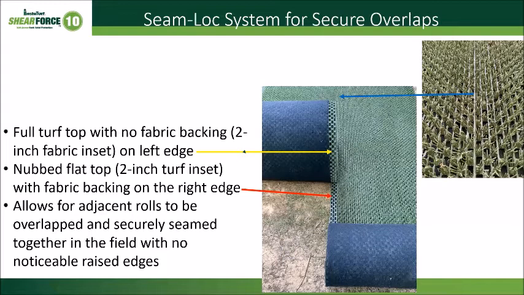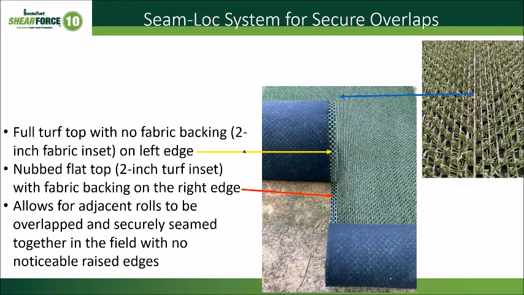So we built a seam lock system in, which consists of one edge of the roll having no fabric backing from about 2 inches in from the edge, with full turf on top. That's the yellow arrow you see pointing to the edge of that roll on the left. And then there's a nubbed flat top on the other edge of the roll, where the turf is reduced down to flat nubs. That's inset about 2 inches, and that edge has the full fabric backing.